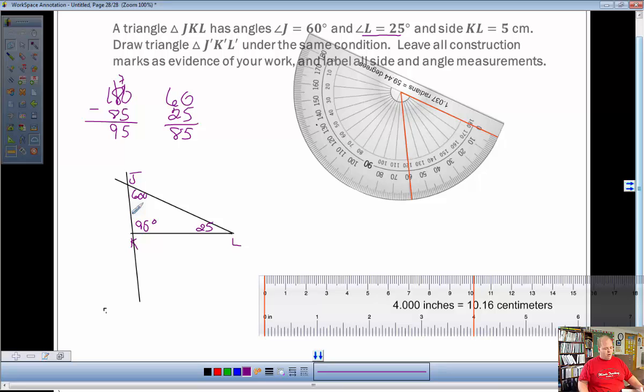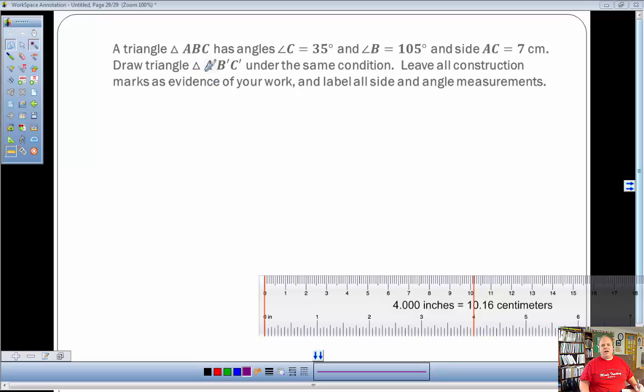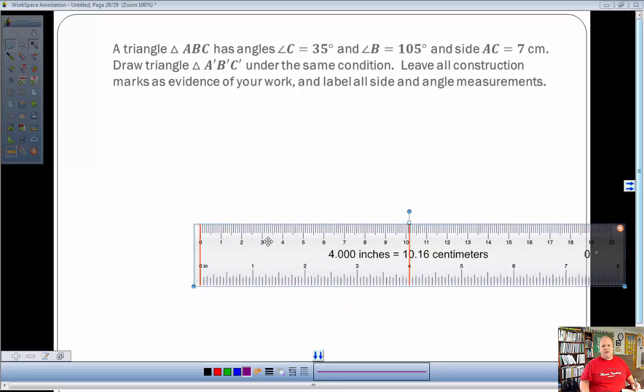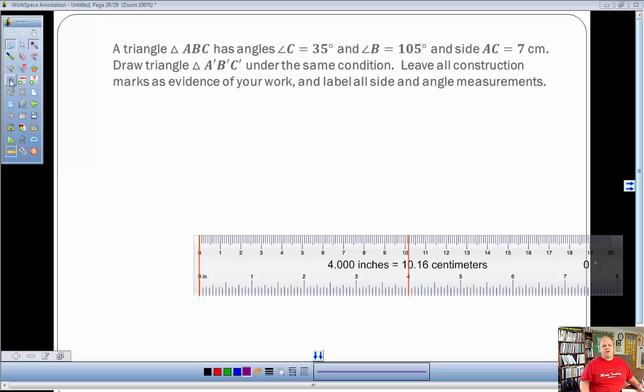Alright, let's look at one more example of the opposite angle of the opposite side. Okay, so triangle ABC has angles C at 35 degrees, B at 105 degrees, and side AC at 7 centimeters. Draw the triangle under the same conditions. First step, I'm always going to start with the side because that's the easiest part to start with. Alright, so I'm going to make this 7 centimeters.